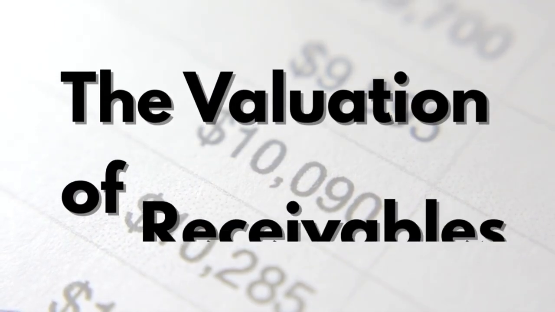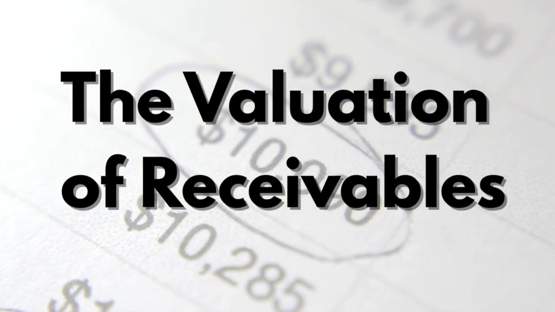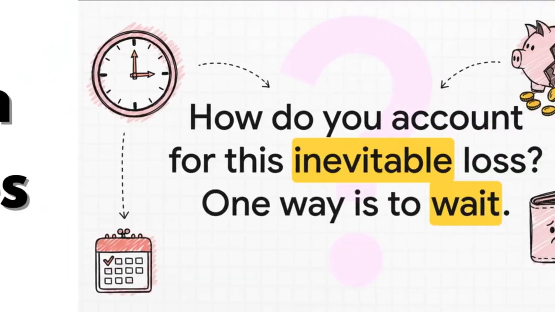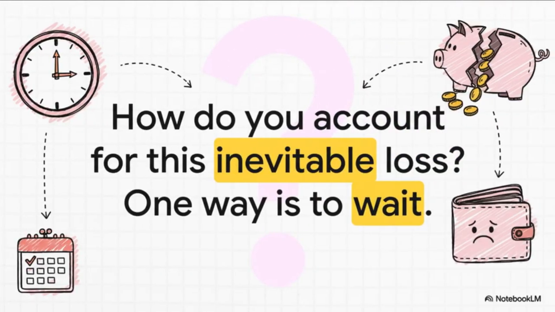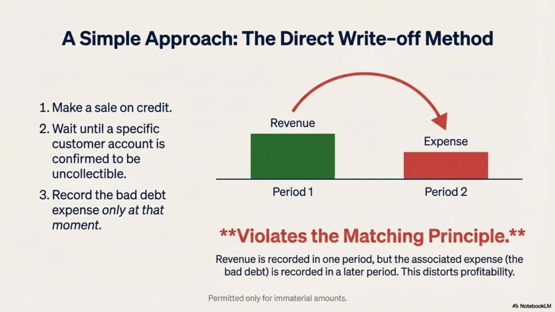And that problem leads us directly into stage 2, valuation. This is where accounting tries to get real. And it does that by following one of the most important rules in accounting, the matching principle. It's simple, really. It demands that the expense for the bad debt be recorded in the exact same period that the revenue was earned. So you can't book the sale in Q4 but wait until next year to admit some of it went bad. You can't.